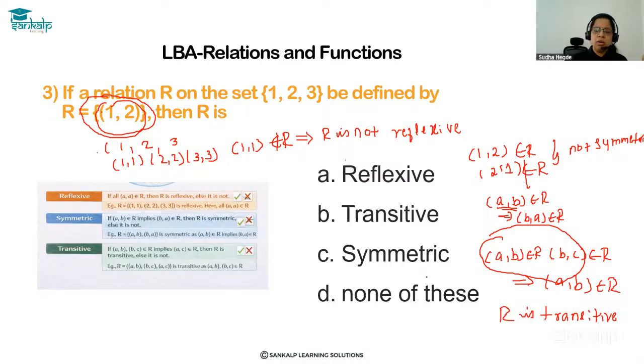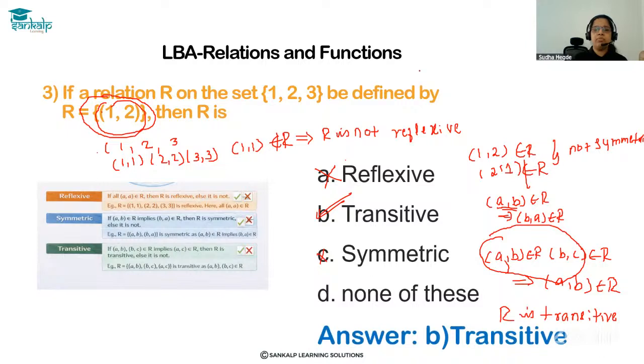Now check the options. Option A, R is reflexive. It is not reflexive because (1, 1) does not belong to R. R is transitive. R is not symmetric. Therefore, option B, R is transitive, is the correct option. Okay. Thank you.